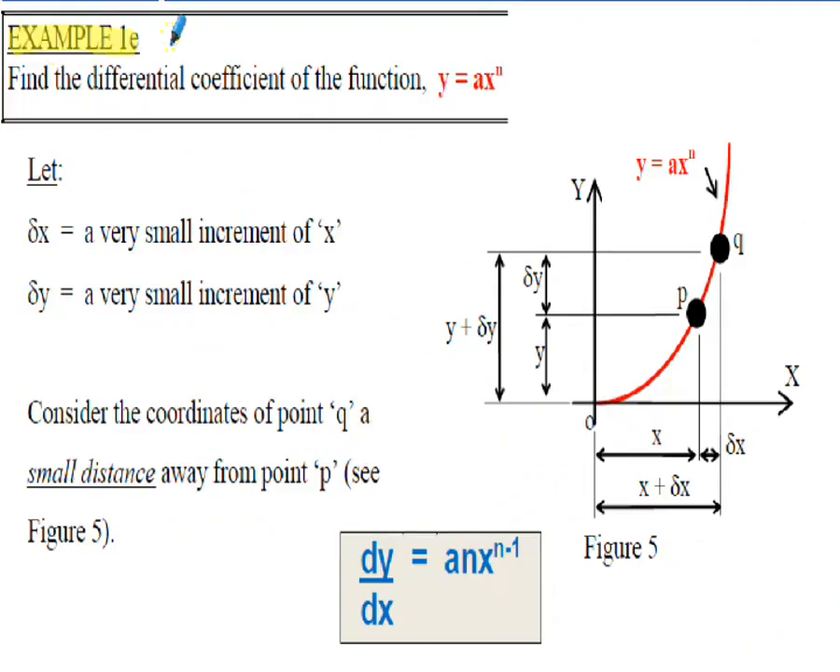Example 1e. We're now going to find the differential coefficient of the function y is equal to ax to the n. So again, using classical differentiation, all the original assumptions are the same, and there's our curve y equals ax to the n. If you apply the classical differentiation process to the original function y equals ax to the n, you end up with a differential coefficient of dy by dx equals a n x to the n minus 1. In other words, a, which is a constant, multiplied by n, another constant, multiplied by x to the power of n minus 1.